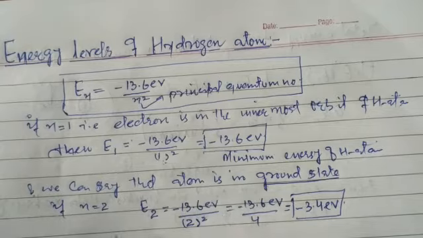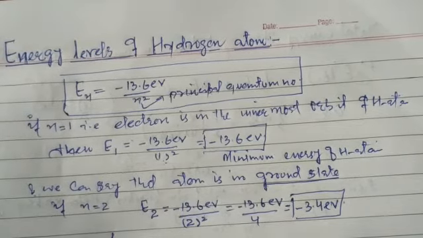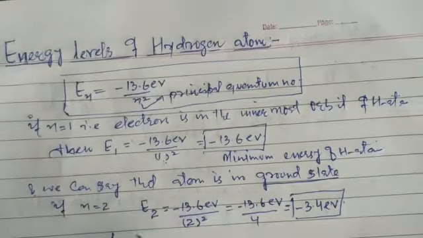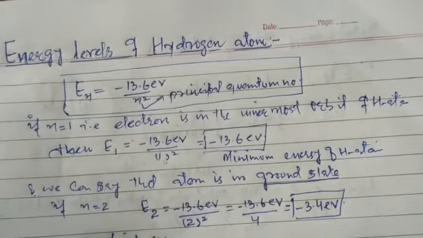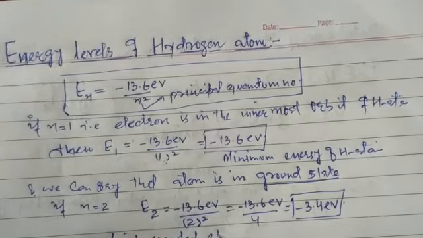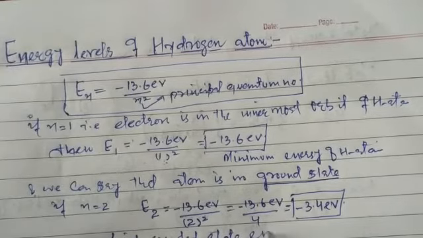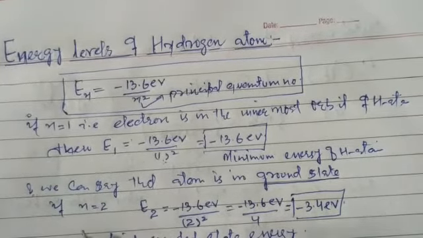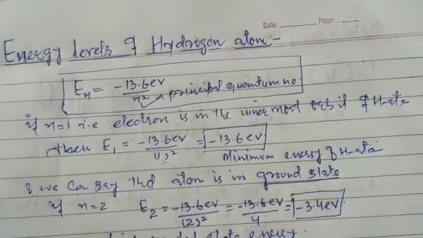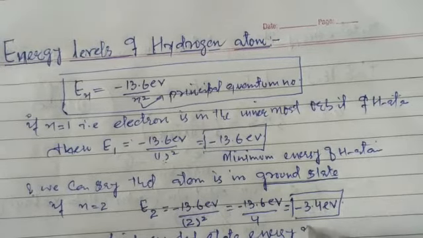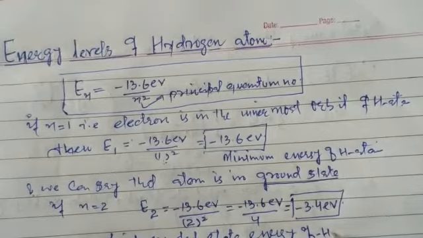So this energy of n equal to 2 orbit is called first excited state energy. And we can say that the electron is in the excited state. When n is equal to 2, that is, the electron is revolving in the second orbit, then the energy associated to this level is minus 3.4 electron volt, which is called the first excited state energy of H atom.